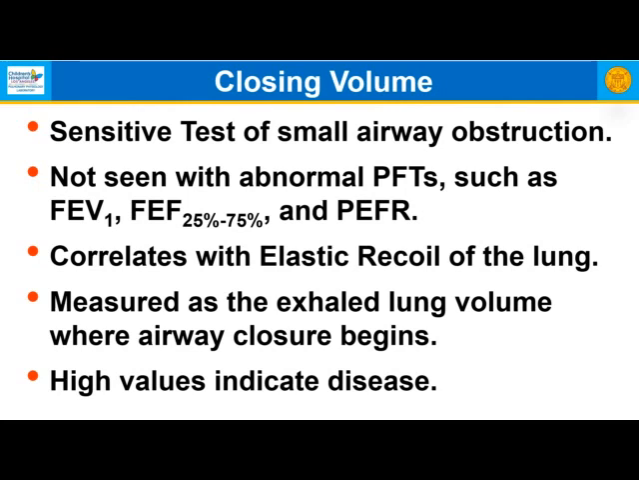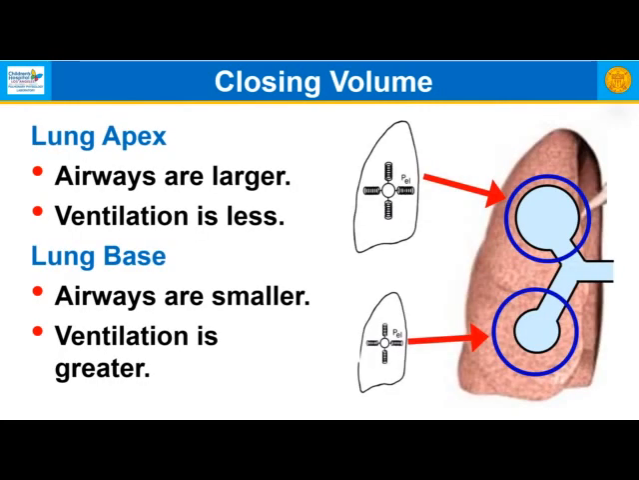It does collide with elastic recoil of the lungs, and again, it's measured as exhaled lung volume where airway closure begins. So higher values indicate disease. Here's how this works. If we have someone upright, in the apex of the lung, airways are larger and alveoli are larger. So ventilation is actually less because there's less difference between the volume at rest and the maximal volume. At the lung base, airways are smaller, so ventilation is actually greater because there's more difference between rest and the maximal value. And this is because elastic recoil is greater on the airways up here, opens them up more than it is down here.